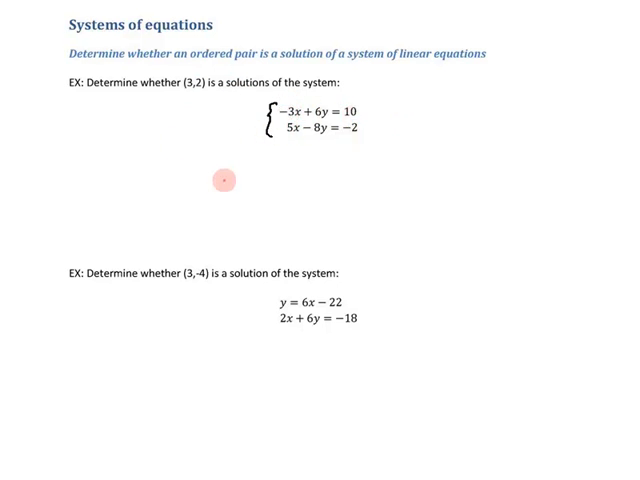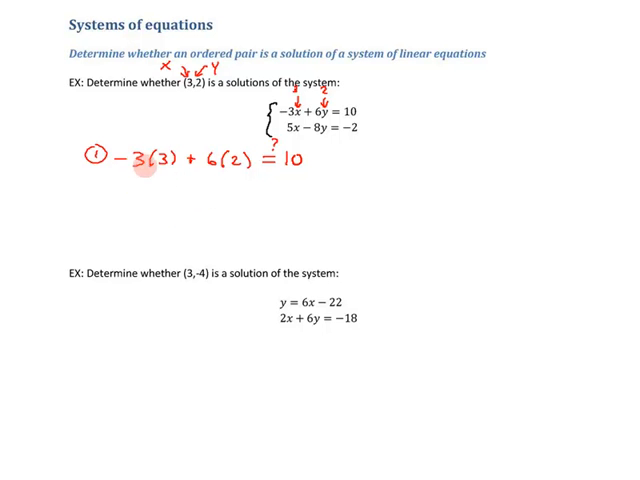So to check whether or not something's a solution, all you've got to do is plug it in. So to do equation 1, we would simply plug in 3 for x and 2 for y. I'm plugging in 3 for x, so negative 3 times 3 plus 6 times 2. I'm just sticking in 3 here and 2 here. The question is, does that equal 10? If it does, then it satisfies the first equation. We'll then have to check the second equation.